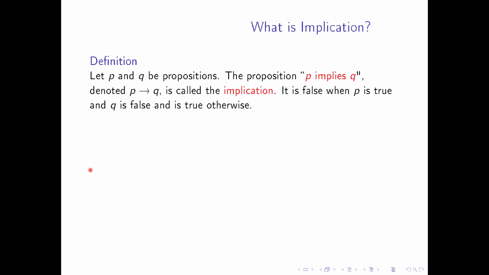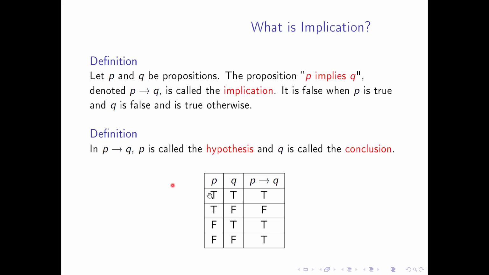Implication, again, I start with two statements, a P and a Q. It's false only when P is true and Q is false. It's true otherwise. So in a truth table, it looks like this. And let's just talk about this truth table for a second. They're both true. If true, then true. That makes sense. If true, then false is false.